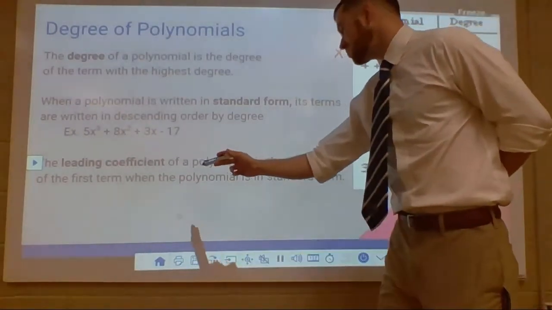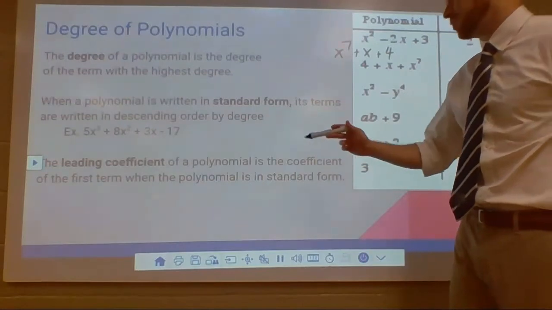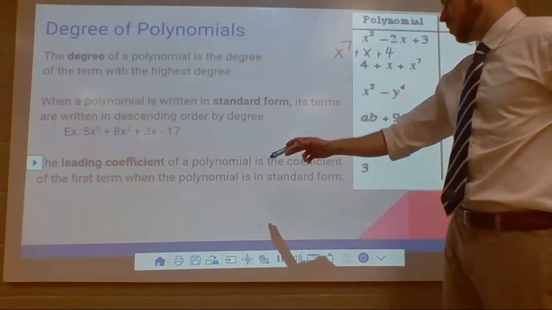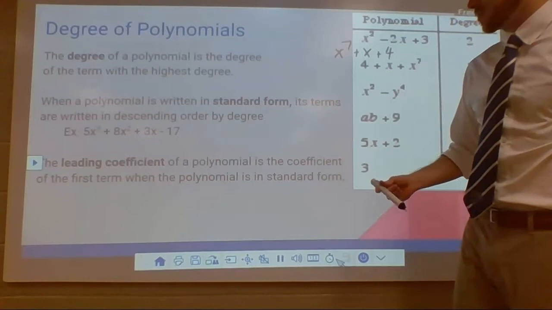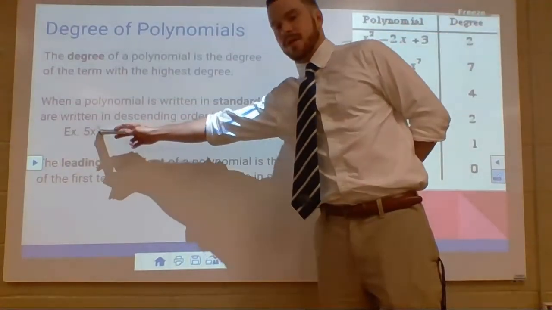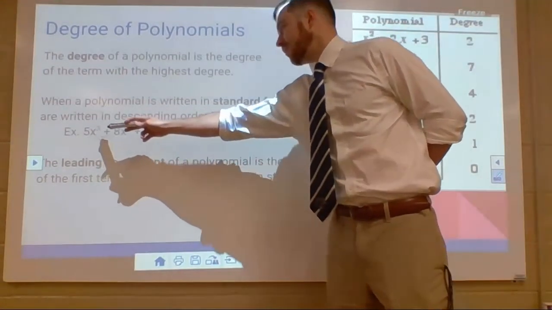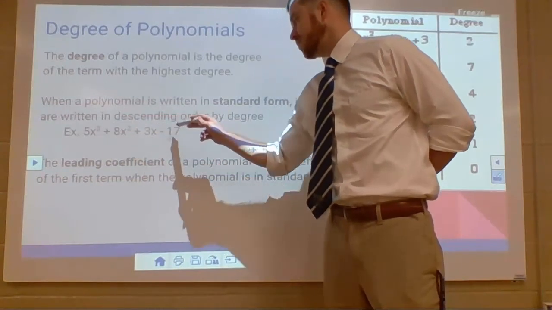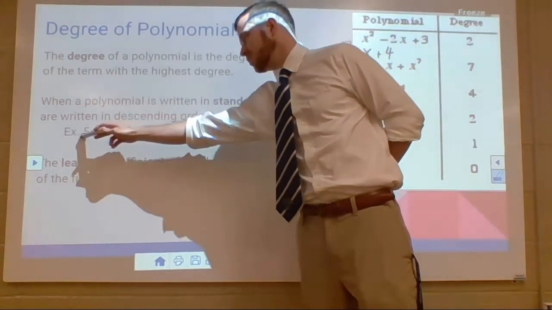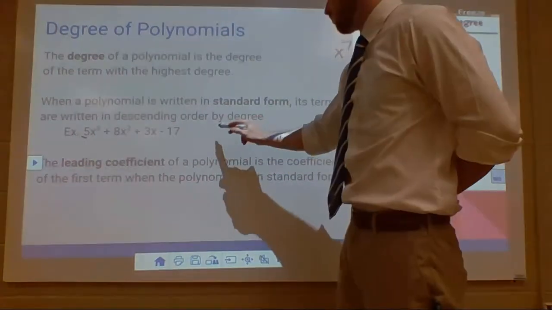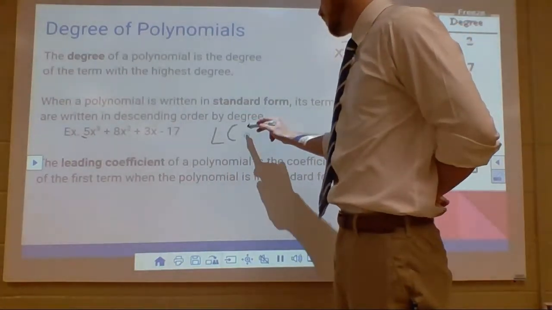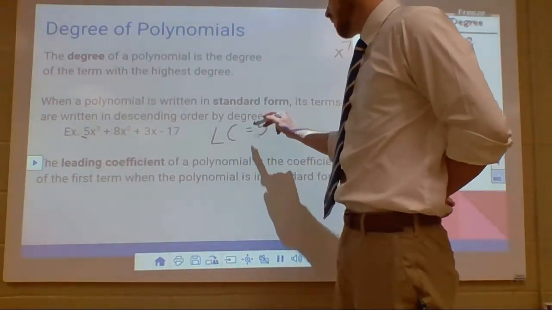Now the leading coefficient of a polynomial is the coefficient of the first term when the polynomial is in standard form. So let's look back at this example. The leading coefficient of 5x cubed plus 8x squared plus 3x minus 17, the leading coefficient is 5. So, say the leading coefficient, well, that's 5.